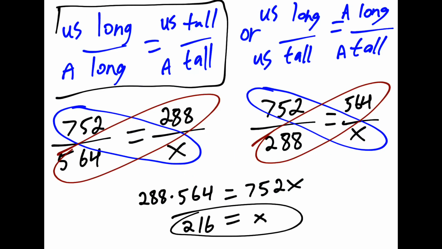And if you actually set up the cross multiplication, you'll see that 752 times x happens in both proportions, and 564 and 288 just switch spots. So that's why both of those are correct. You have to pay attention to the length and the height and which goes to which building to set it up properly. That's why I suggest labeling things like this. Your final answer will be 216.